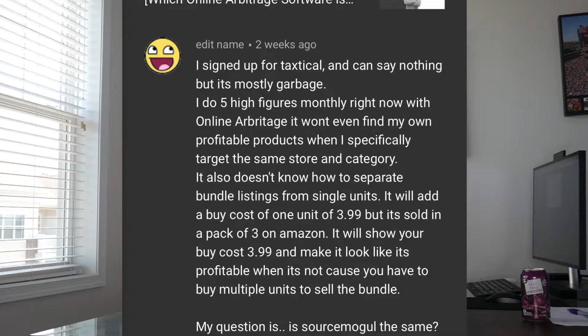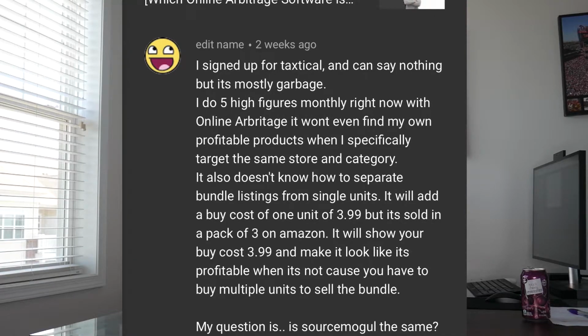I signed up for Tactical Arbitrage and I can say nothing but it's mostly garbage. I do high five figures monthly right now with online arbitrage. It won't even find my own profitable products when I specifically target the same store and category. It also doesn't know how to separate bundle listings from single units.